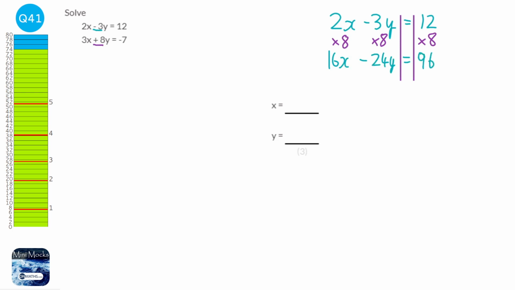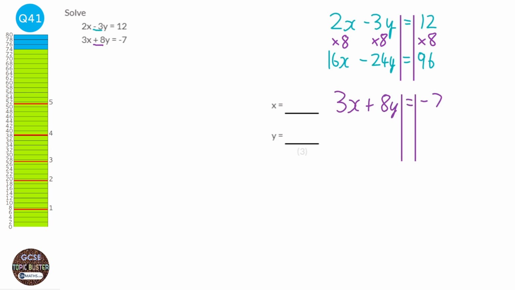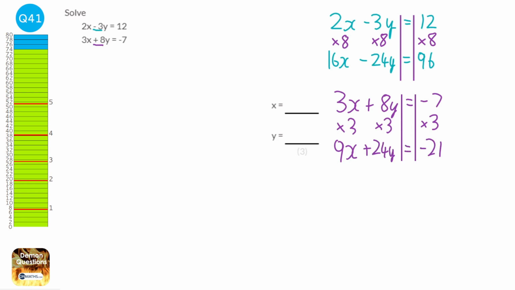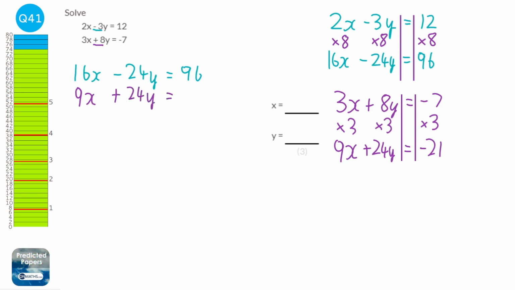Going to write the second equation, so we've got 3x plus 8y equals minus 7, and this time I'm going to times everything by 3. So we've got 3 times 3, which is 9x, plus 24y, which is good, that's what we wanted, and then minus 7 times 3, which is minus 21. So I'm going to write these out again, so 16x minus 24y equals 96, and 9x plus 24y equals minus 21.